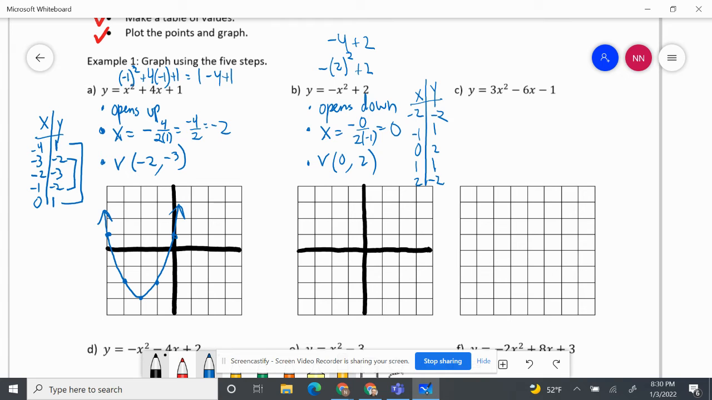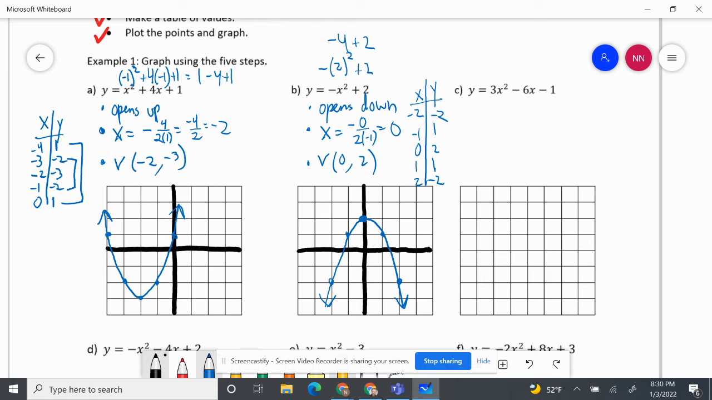I have -2, -2. I have -1 and 1. I have 0, 2. I have 1, 1. And I have 2, -2. And that right there is my graph.